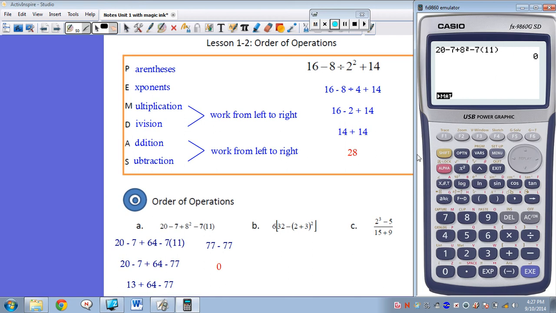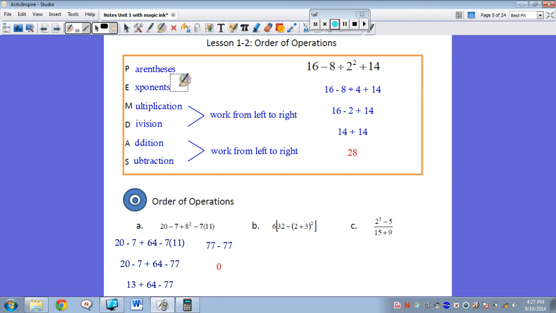Alright, B. So the first thing, we have parentheses. Actually, here we have 2 sets of parentheses. You have the parentheses here, and then you have these second set of parentheses, which are now in the shape of brackets, so you know they're a different group of parentheses. So you look at the first one, and then you work your way out.